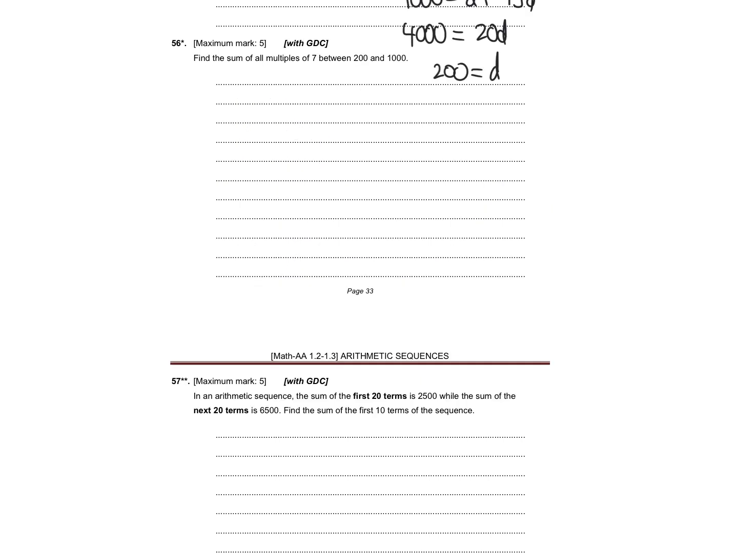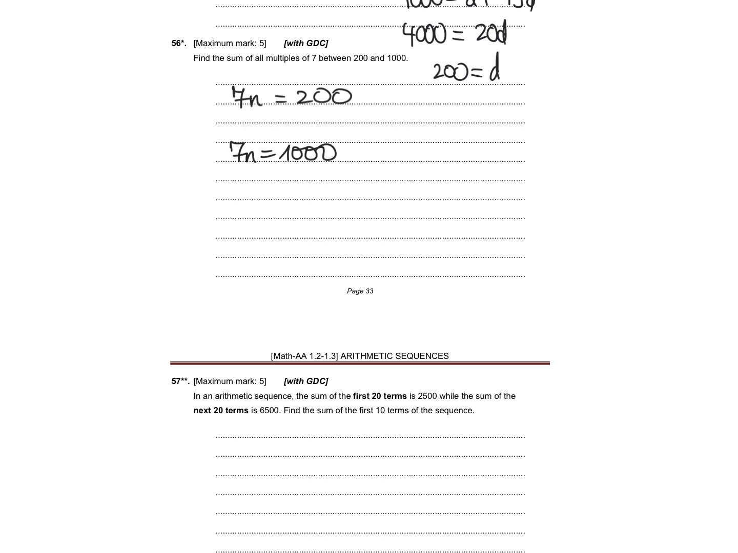All right, 56, find the sum of all multiples of 7 between 200 and 1,000. So the multiples of 7 is 7n. We need to know the n's when it's equal to 200, which it won't be exactly equal, so we'll take the next one. So we need to find out when it's equal to 200 and when it's equal to 1,000.